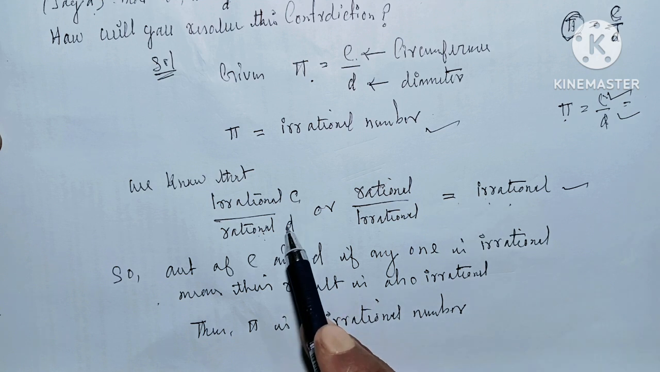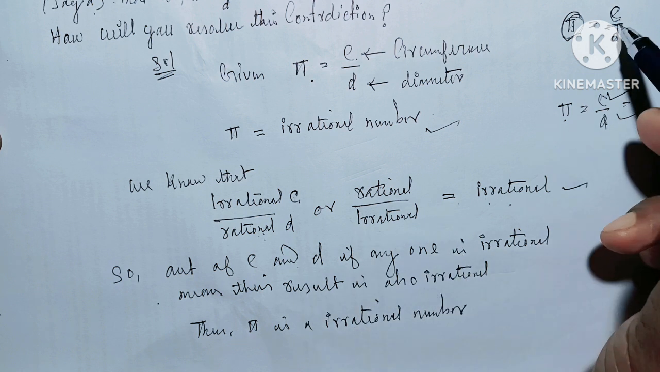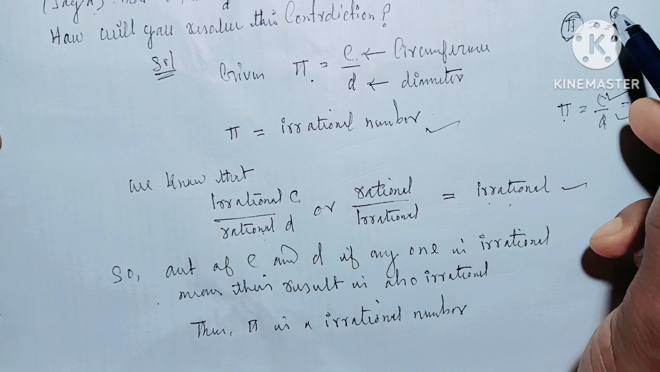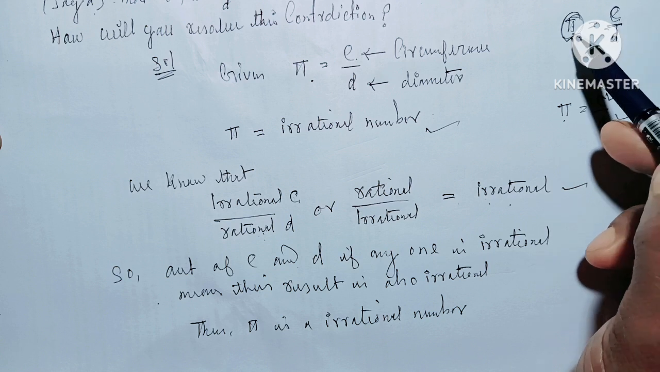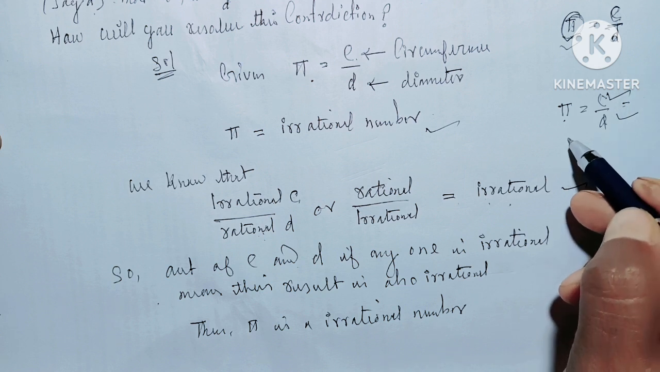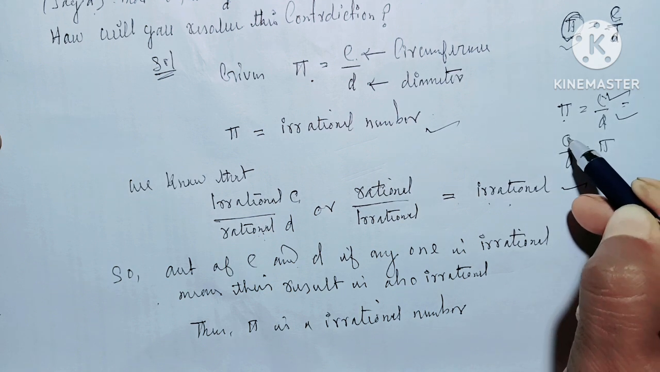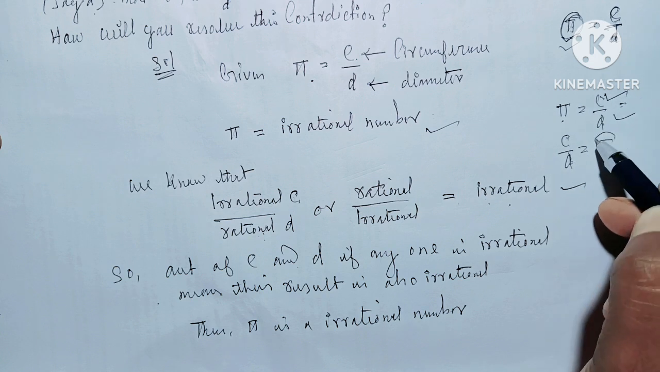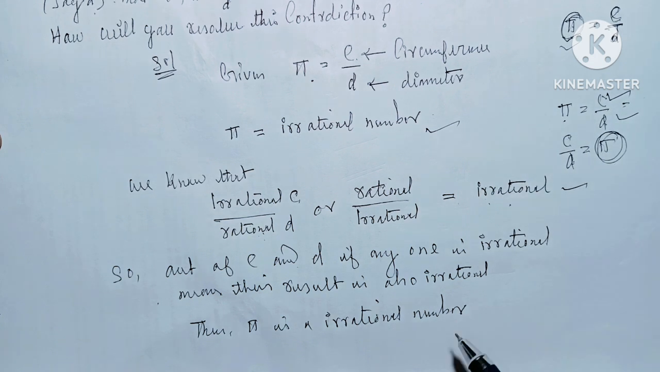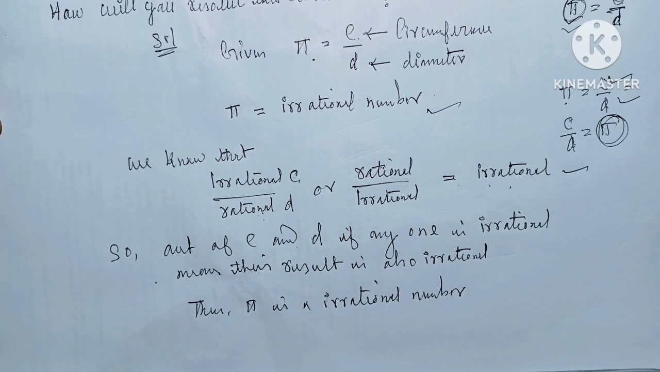Suppose out of C and D, any one is irrational, their result is irrational. Out of these two, any one is irrational. Their result is pi, means pi is also irrational. The ratio of C and D gives the result pi. If any one is irrational, then pi is also irrational. In this way, this is the fact of this question we have to resolve.